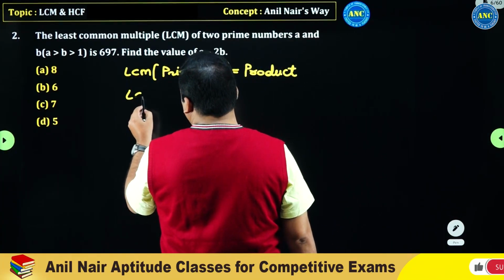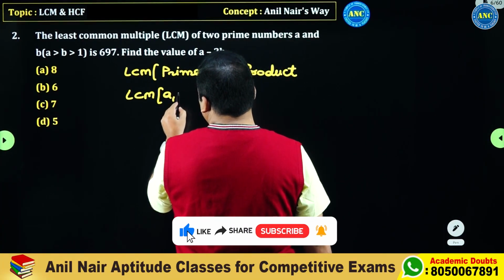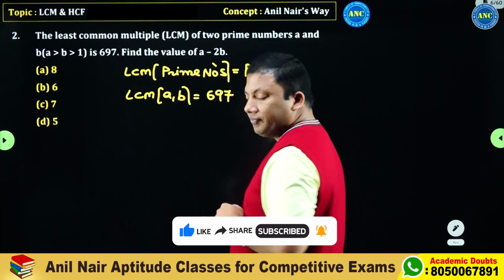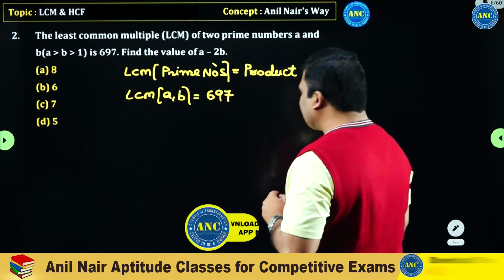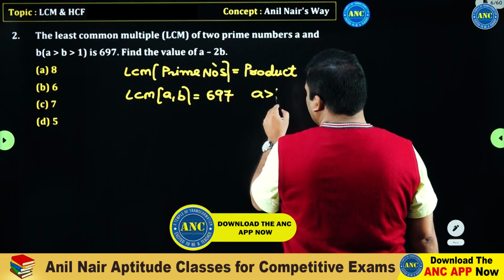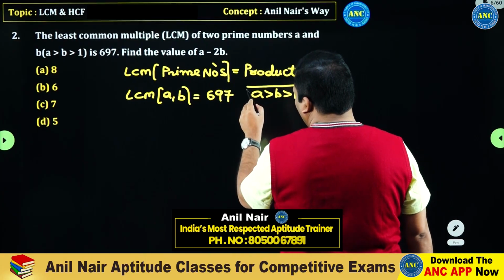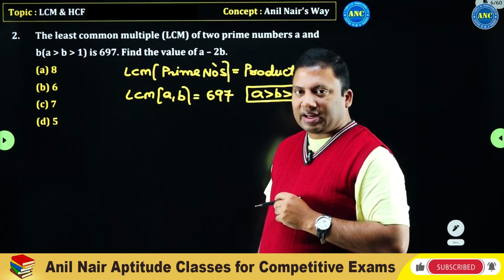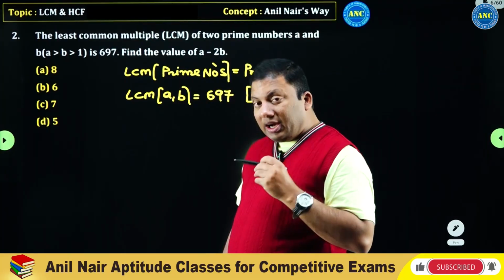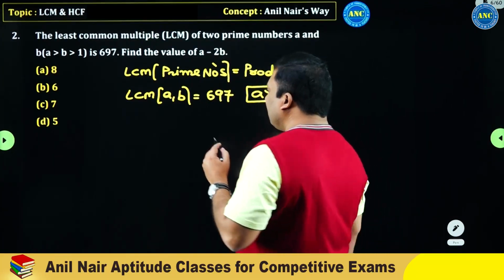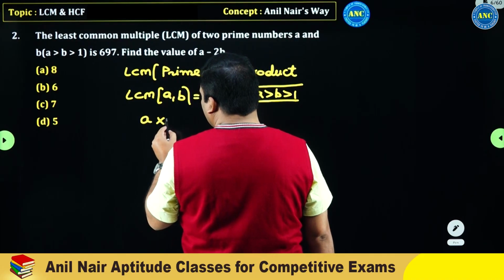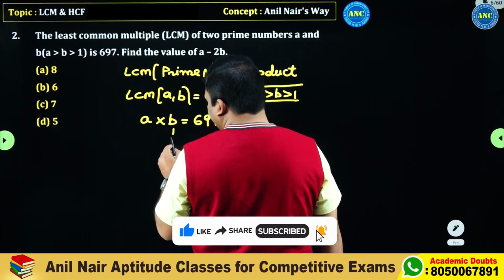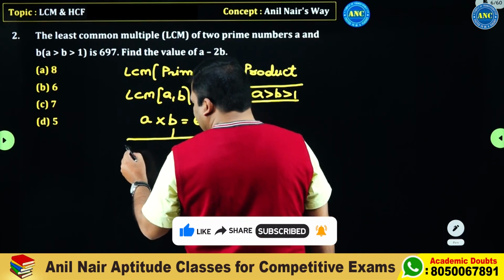So, LCM of A comma B. If A and B are two numbers, it is given as 697. A is greater than B greater than 1. Anyway, all prime numbers are greater than 1. The only thing we need to focus on is that A is greater than B. What is given about A and B? They are prime numbers. LCM of prime numbers is always their product, so A into B is 697.